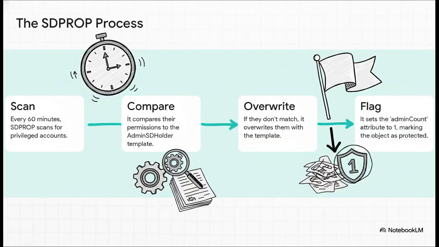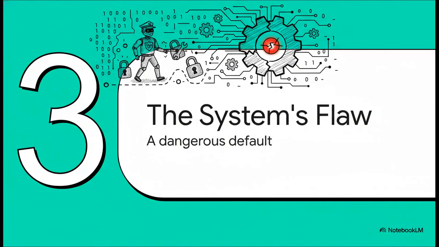And this blueprint is enforced by an automated security guard called SDPROP. Every 60 minutes, like clockwork, this process wakes up and scans your directory for anyone in a privileged group. It looks at their security settings and compares them to that master template on the AdminSDHolder. If anything looks off, maybe someone accidentally gave a help desk account permission to change a domain admin's password, SDPROP just erases it and stamps the correct secure template back on. It then flags the account with something called an admin count of 1 just to mark it as being under protection. So this all sounds pretty good, right?